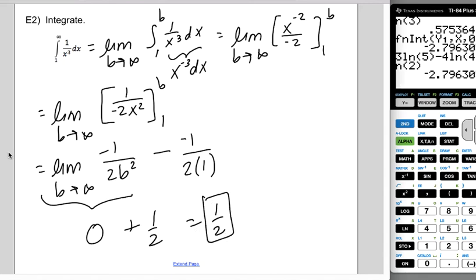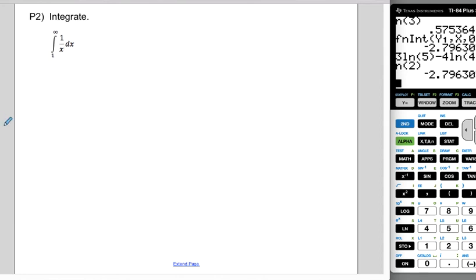So far, all of these have converged to a numerical value, but they're not all going to converge to a numerical value. So let's deal with what happens when they don't. So go ahead and try and integrate this one. This is a simple natural log formula. The only trick is that you have to make it the limit as b approaches infinity because you can't have an infinity as your bound.